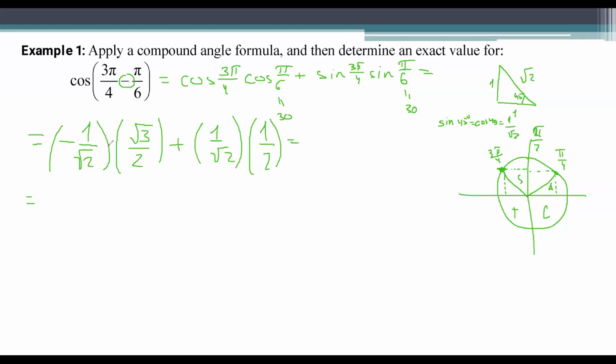Now, calculate it. So basically, what we're going to get? We're going to get negative square root of 3 over 2 square root of 2 plus 1 over 2 square root of 2. Basically, we can rewrite it as 1 minus square root of 3 divided by 2 times square root of 2.